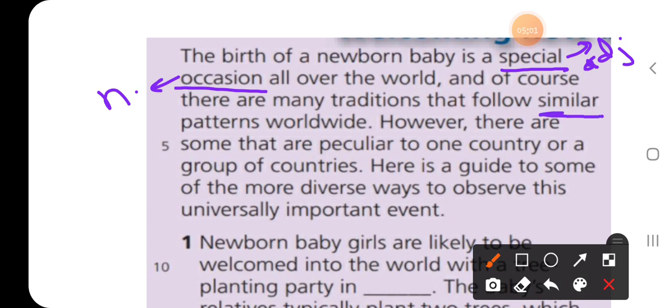طيب, here we have also what? Similar. Similar بمعنى مشابهة أو مماثلة. And it's also what? An adjective. Patterns هي بمعنى forms أشكال, نماذج.